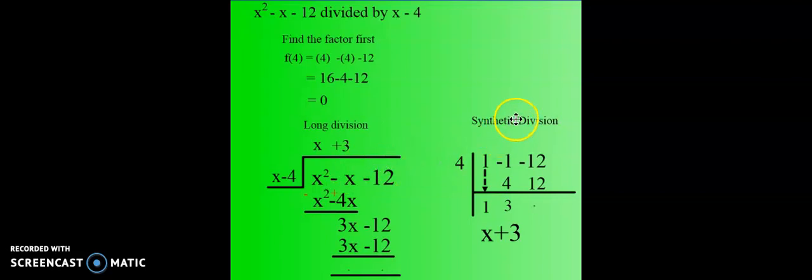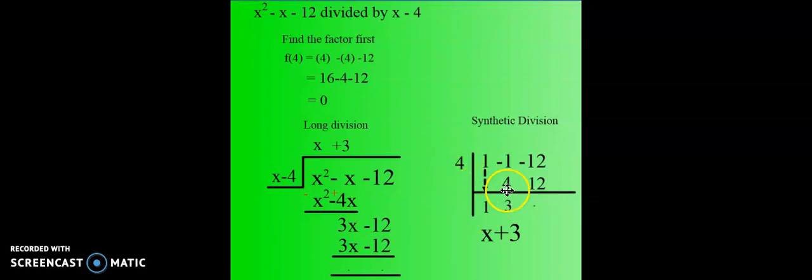When I do synthetic division, x minus 4 is equal to 0. That means x is equal to 4. I list 4 and I take the coefficients of the expression, only the numbers tied to x: 1, minus 1, and minus 12. For those who don't know, x to the power of 0 is 1, so it will be standing there. So all the coefficients of the variable x. The first number I bring down as is.